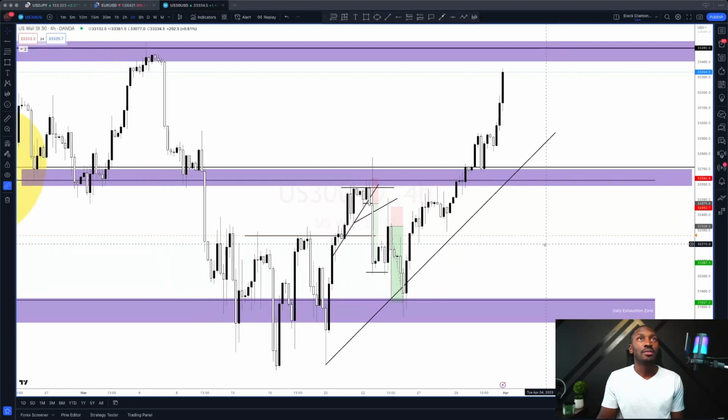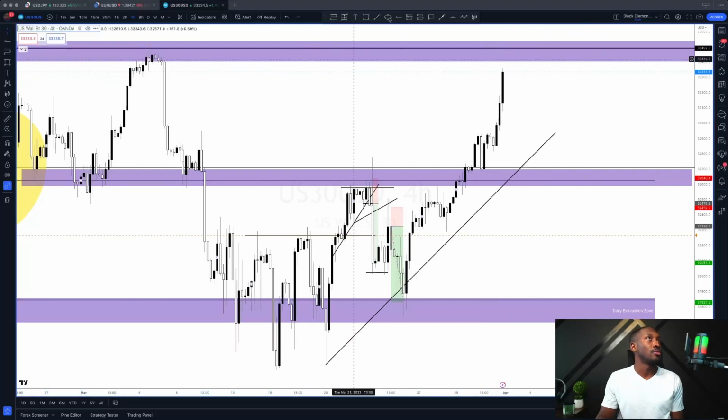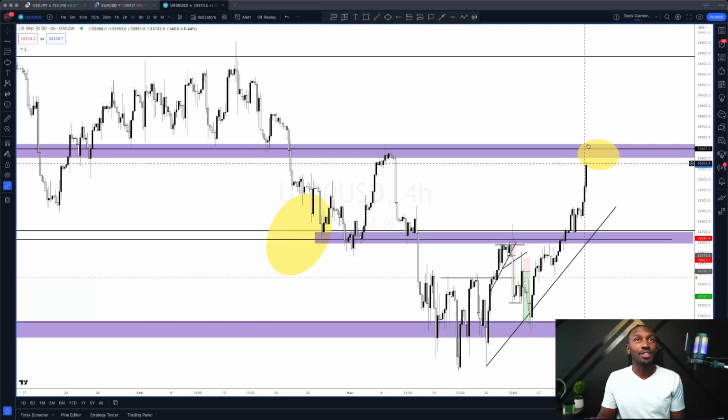So that said, I'm looking for price to come about here, like I mentioned, somewhere in that area, and give us some sort of rejection. Boom. Some sort of rejection in this area here. Pull back. Look for an entry. And I'm taking it back to the upside. If it doesn't and it breaks through here, right?